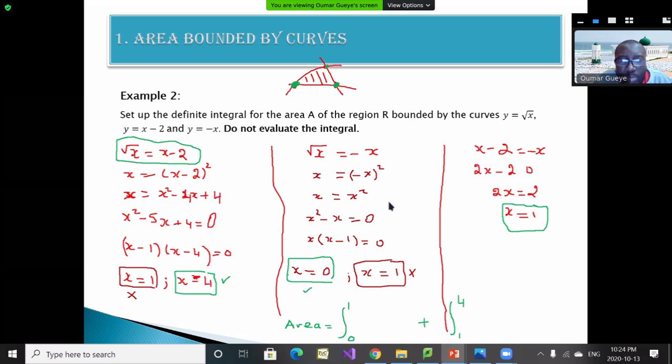As I told you, first step, you have to find the interval of integration, A and B. You find the values of A and B. After that, you have to find the greater function. And you apply the formula. Is it okay up to here? Now, next step, I'm going to remove this.